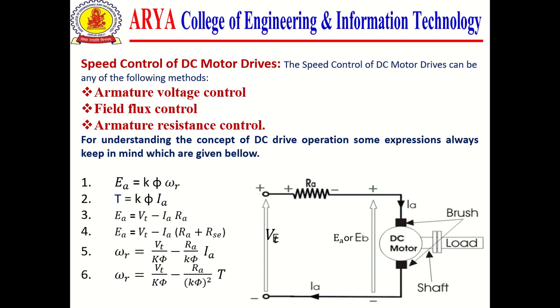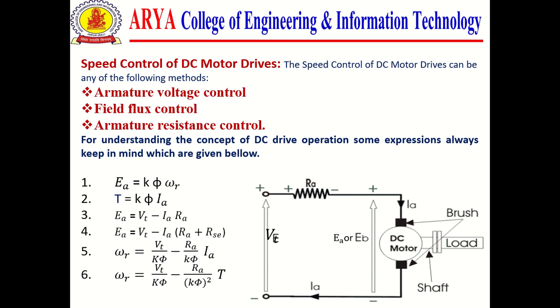So today, first, speed control of DC motor drives can be done using any of the following methods. First, armature voltage control. Second is field flux control, and third, armature resistance control. So why these methods? We control the speed and torque which are demanded by the DC drives or mechanical loads.